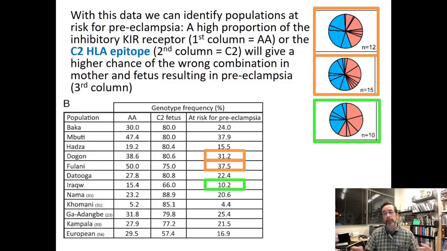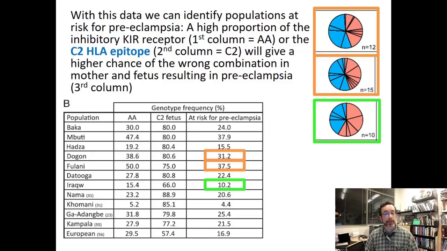This is just saying, do you have the one problem? And so you've got to remember these are probabilities and complex, but it does point out that there's a particular risk. Somebody working with the Dogon or Fulani population may want to check for signs of preeclampsia in their maternal patients.